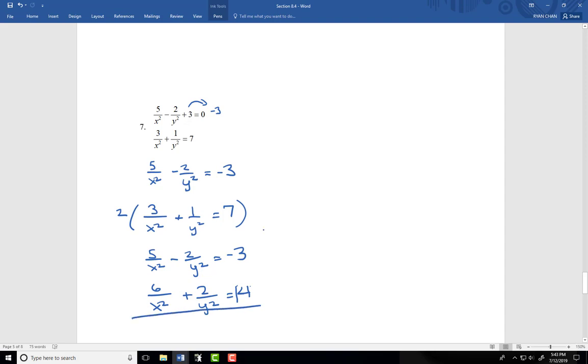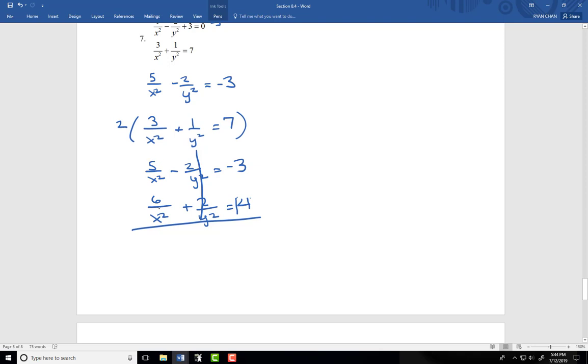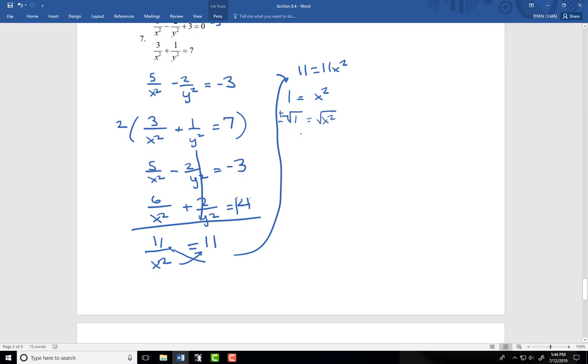Okay, so I'll combine them. So this actually goes away. And so 5 plus 6. So remember, they have the same denominator, so you add the top. So this will be 11 over x squared equals 11. I will cross multiply, which will be 11 is equal to 11 x squared, or x squared is equal to 1. Then I take the square root. And so essentially I have x is equal to plus or minus 1.